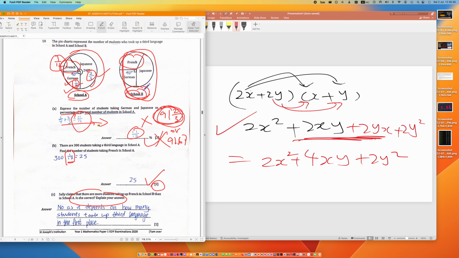You understand? So the short answer is can't tell whether she is correct or not because the number of students in school B is not known. Understand? Short and sweet. Okay? Next.